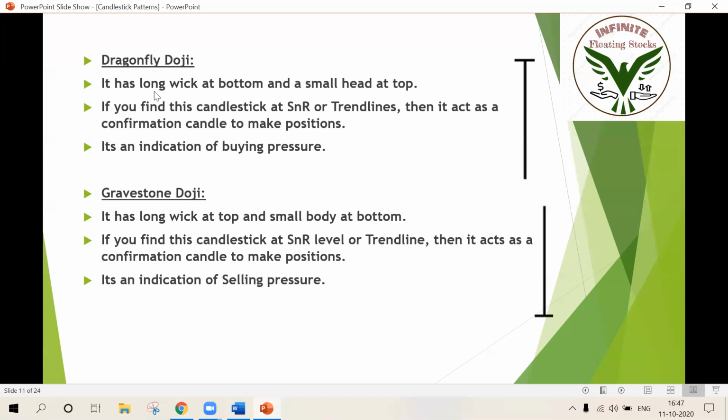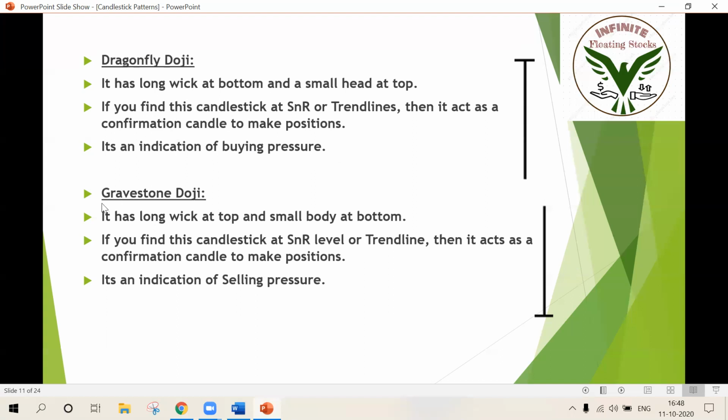I repeat, the dragonfly is a candle formed without any body, where buyers and sellers are equally strong, and it has a long wick and a small body, and the small body will be at the top. Concentrate on the last three letters of dragonfly, which say fly. Imagine a pigeon flying from bottom to top. In a similar way, price flies from bottom to top when this type of doji occurs. So it's an example to remember easily. It's an indication of buying pressure.